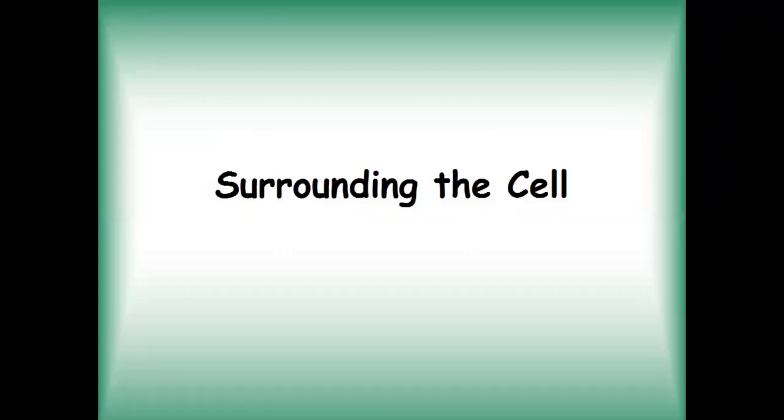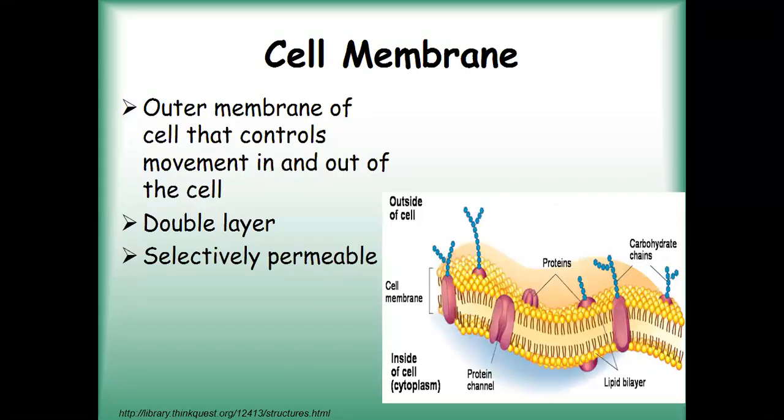Now first we are going to study the structures which surround the cell. If you take an example of a cell, you will see the cell membrane. This is the outer membrane of the cell that controls the movement in and out of the cell. The cell membrane is present both in plant cells as well as animal cells, and it controls all the in and out movement. It is double layered, as you can see in this picture. This is a magnified view of the cell membrane. You can see two layers of the membranes.